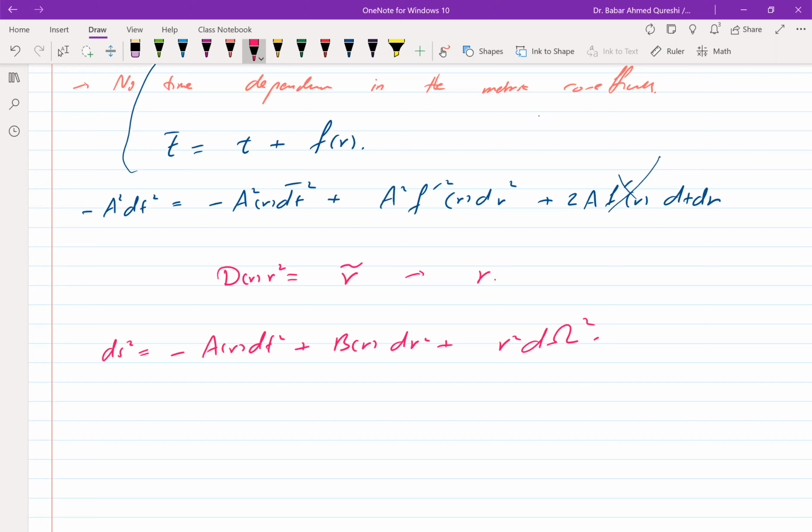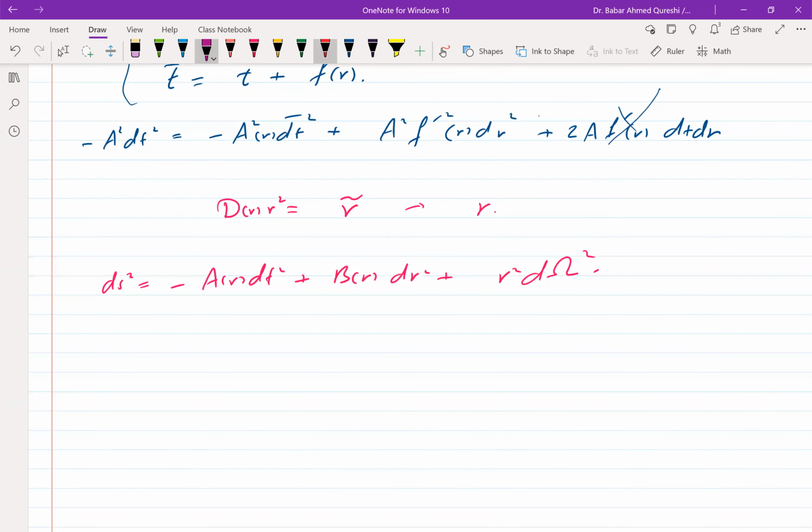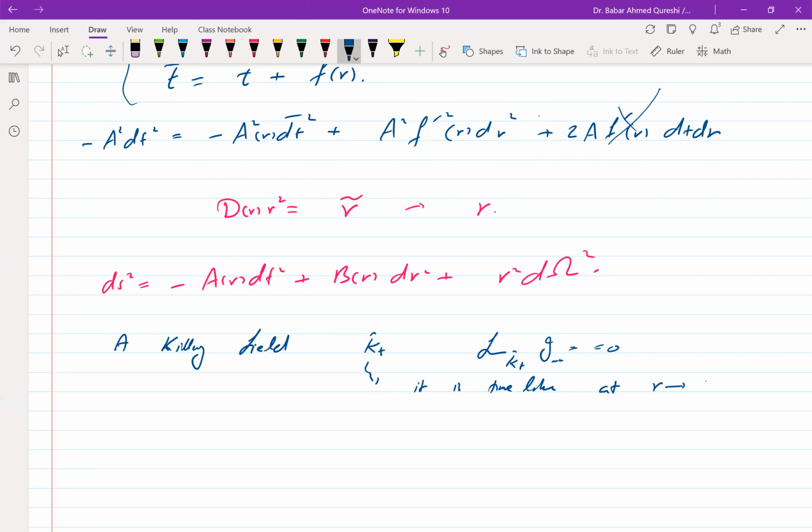Now, I should mention that this assumption that the metric components do not depend on time coordinates looks like a coordinate dependent statement, but it can be made precise by saying that you have a Killing field. Killing fields are the ones which describe the symmetries of the metric. Let's say K, T, so that the Lie derivative with respect to this field of the metric is 0. And this Killing field is such that it is time-like at the asymptotic regions.